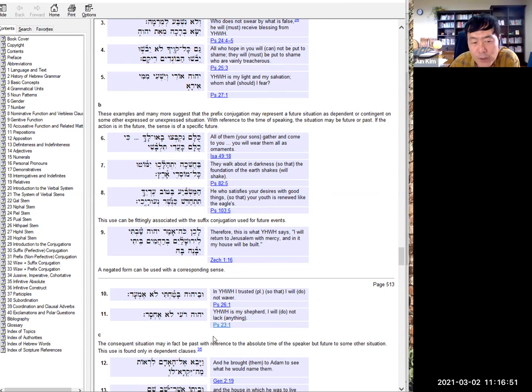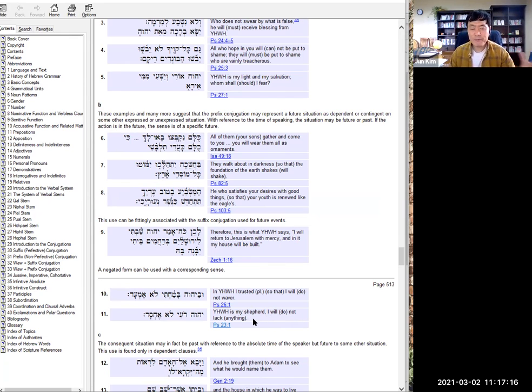Perhaps when you see this pop-up screen, you immediately look at the specific part, and you can see that it has something to do with this statement: a negated form can be used with a corresponding sense. And this is the specific part: Yahweh is my shepherd, I will not lack.